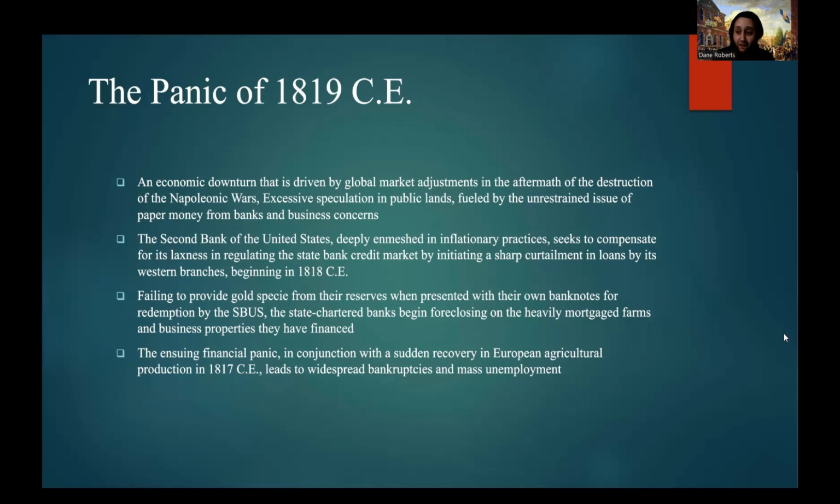Failing to provide gold specie from their reserves when presented with their own banknotes for redemption by the Second Bank of the United States, the state chartered banks began foreclosing on the heavily mortgaged farms and business properties that they had financed. The ensuing financial panic, in conjunction with a sudden recovery in European agricultural production in 1817 CE, would lead to widespread bankruptcies and mass unemployment.